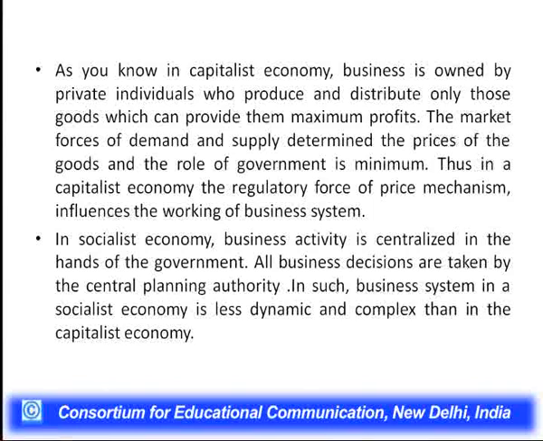Now, one may say that the business system operates within the limits defined by the economic system. The economic system defines the property rights, role of government planning, market mechanism, consumption pattern, freedom of choice, etc., and provides a framework for the business system to operate in. As you know, in a capitalist economy, business is owned by private individuals who produce and distribute only those goods which are profitable, meaning which will yield them maximum profit. The market forces of demand and supply determine the prices of the product, and the role of the government is minimum. Thus, in a capitalist economy, the regulatory force of the price mechanism influences the working of the business system.